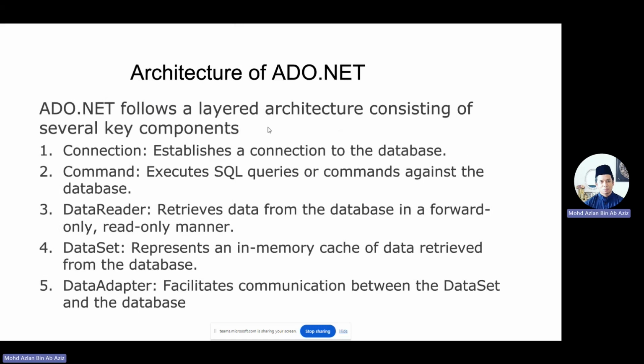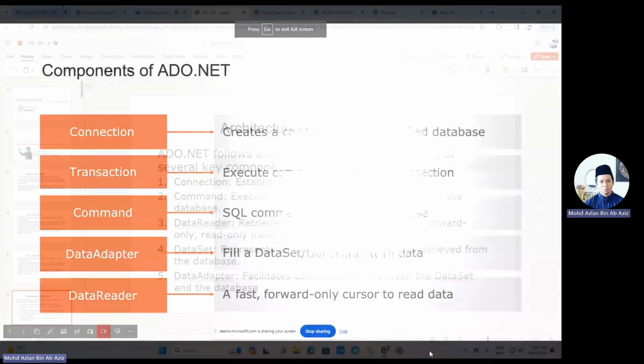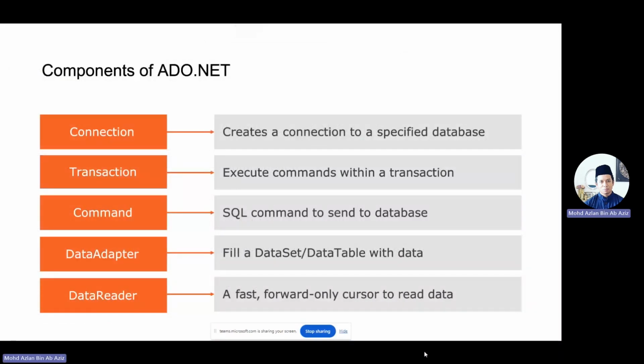So the architecture of ADO.NET consists of 5 components. You can see that it's a layered architecture consisting of several key components such as connection, which establishes a connection to the database; command, which executes SQL queries or commands against the database; data reader, which retrieves data from the database in a forward-only, read-only manner; dataset, which represents an in-memory cache of data retrieved from the database; and the last one is data adapter, which facilitates communication between the dataset and the database. So these are the components of ADO.NET.